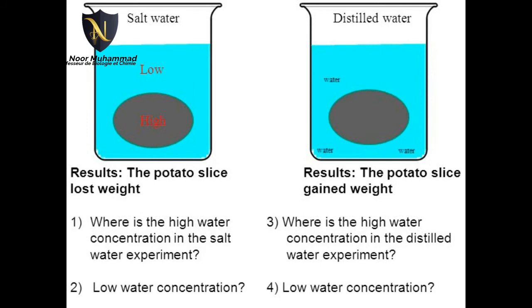When we look at the other side, we can see that the potato put in distilled water got heavier. The reason it got heavier is because it absorbed water. And so if we know that water went into it, that means the high concentration was on the outside of the potato and the low concentration was on the inside. And water moves from high to low, and that's why it got heavier. And so that answers question 1, 2, and 3. Well, here's a couple more to ponder.